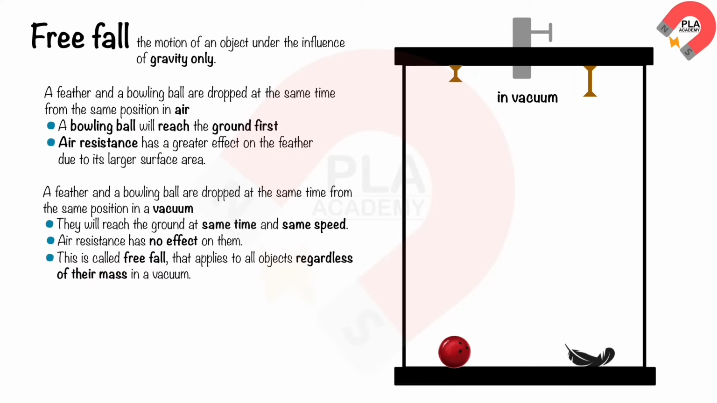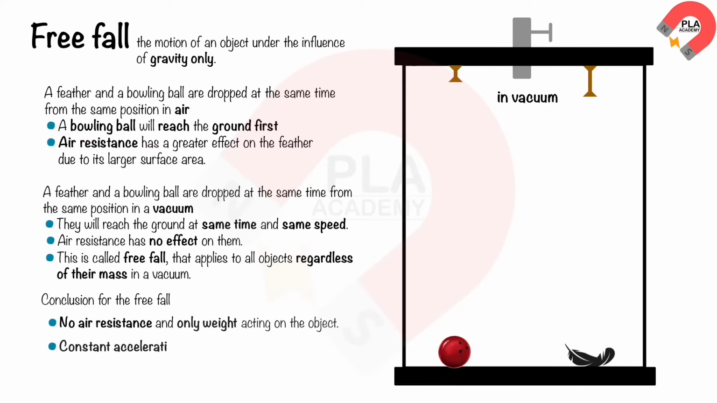Free fall describes the motion of an object under the influence of gravity only. We can conclude that there is no air resistance and only weight acting on the object. The object accelerates constantly towards the ground due to gravity. This acceleration is typically denoted by the symbol g, and has a value of approximately 9.8 meters per second squared.